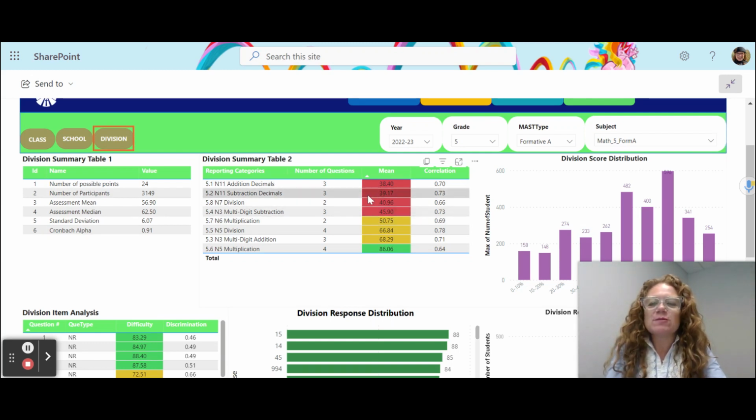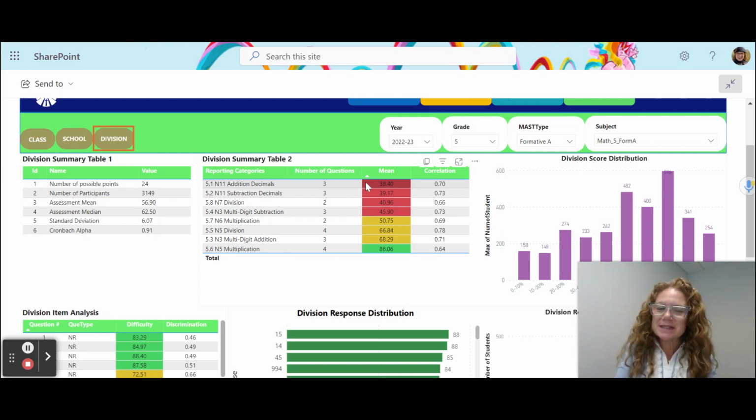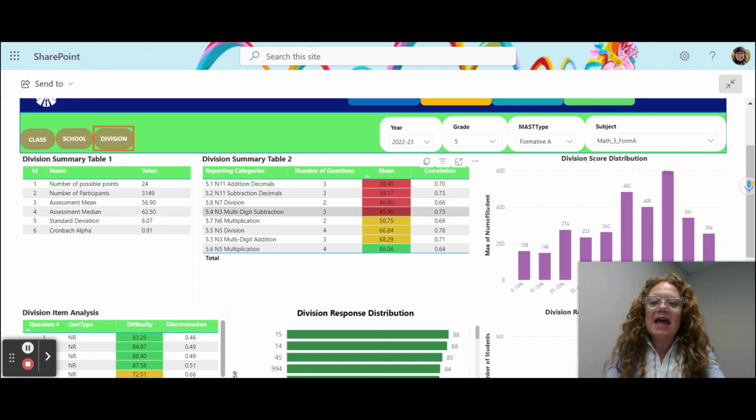Then we get into the red here. Each of these red ones are areas where I'd say, you know what, these are areas for continued growth, areas that we would work on as a division. So I would focus on these as a consultant, and these would be areas where I would offer specific professional development. Addition of decimals, didn't do so hot. Subtraction of decimals, same thing. Some division, now it's division outcome number 7. I can look that up, and I know already that's multi-digit division, and multi-digit subtraction would be areas for continued growth and development.